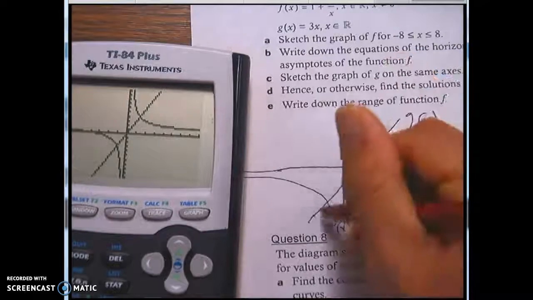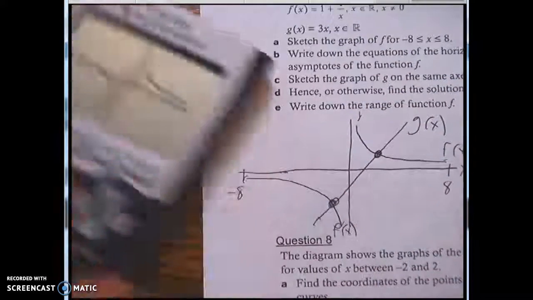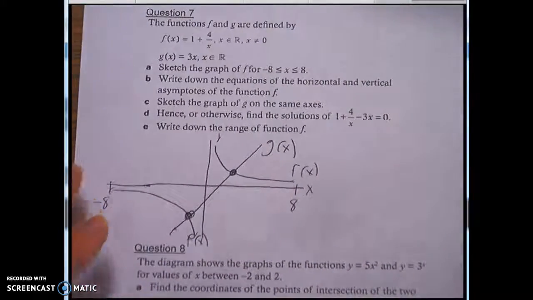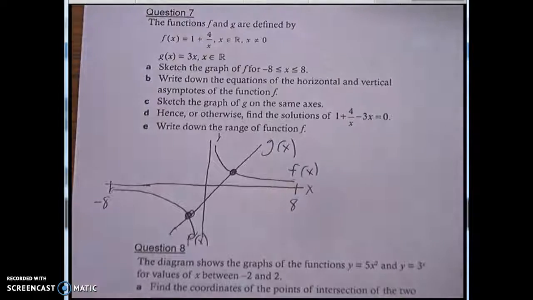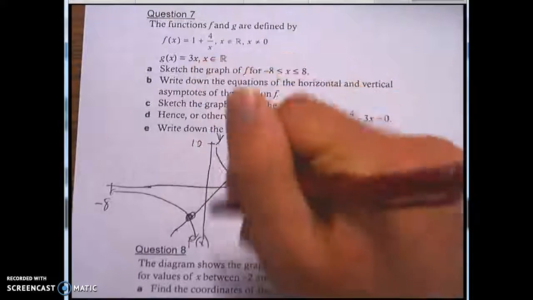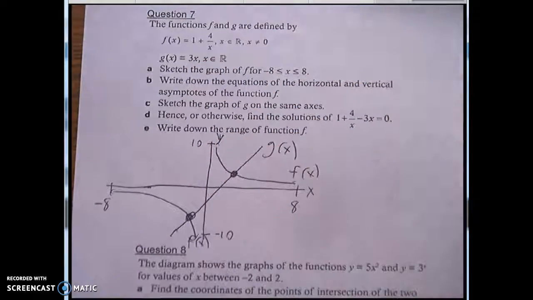And then I like to put dots where they intersect, because when things cross, we're usually going to be asked about where they cross. But there, that's a pretty rough sketch, but it gets the idea across. Oops, I forgot to label my y-axis. That was from 10 to negative 10. You've got to have scale on both axes, so put some numbers on there for your sketches.